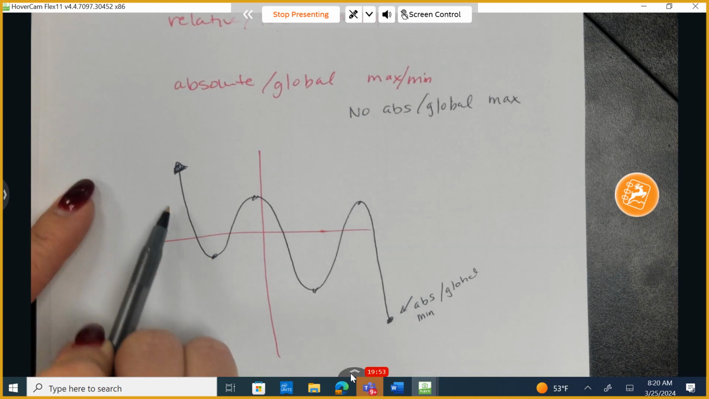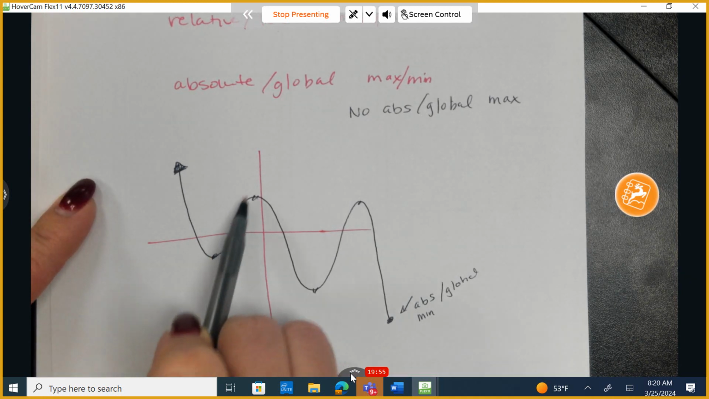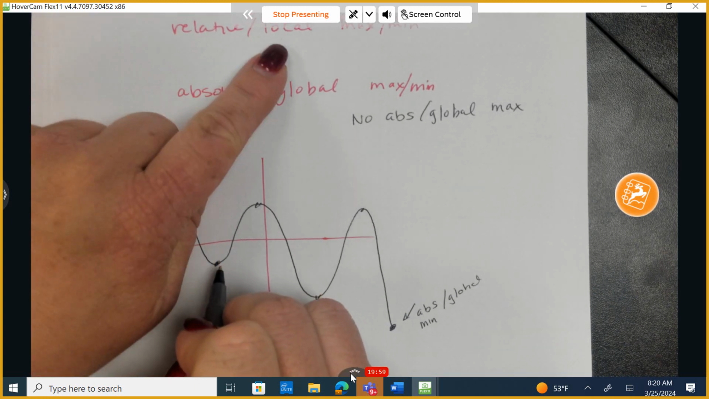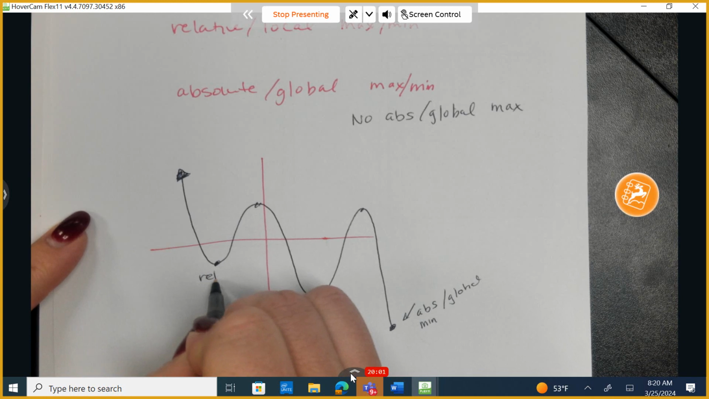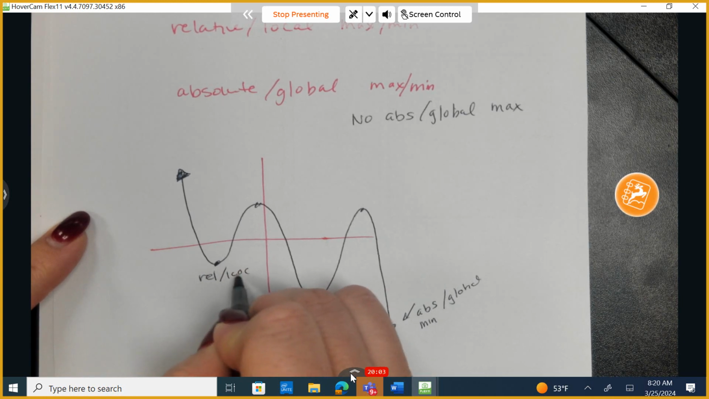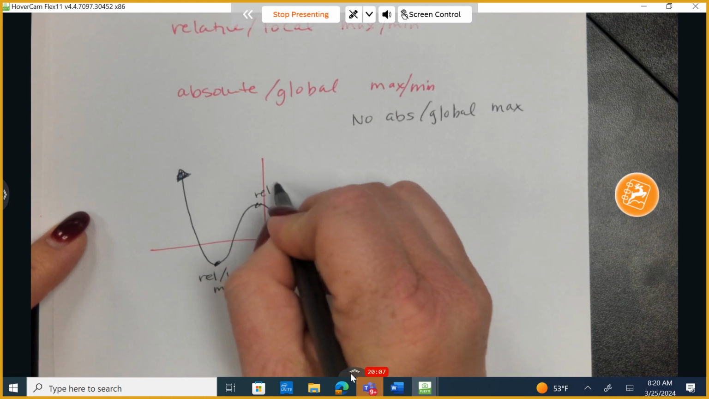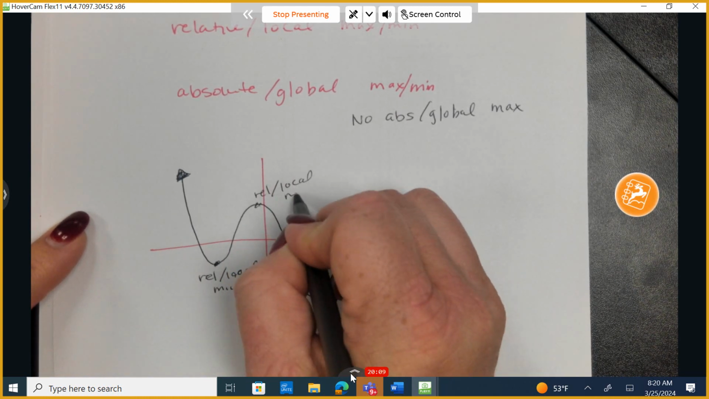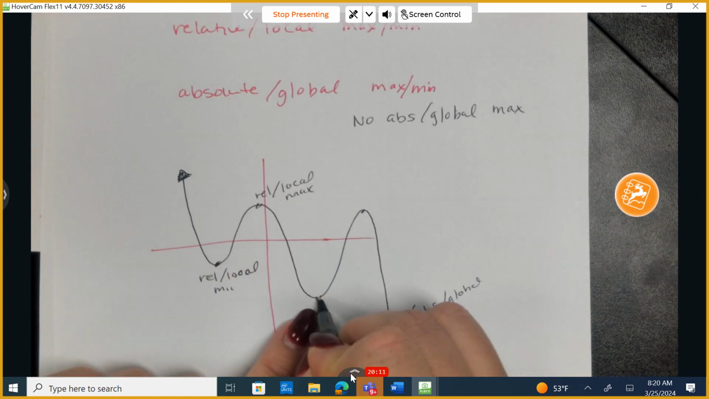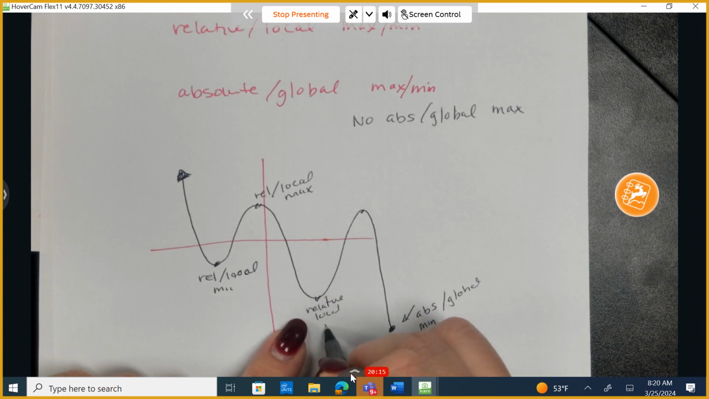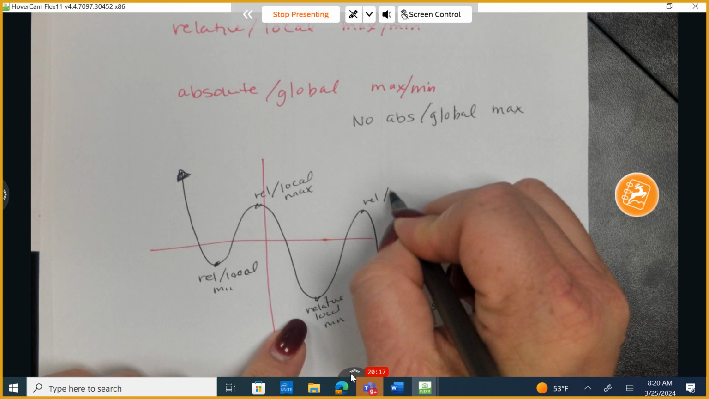These are called turning points. It's literally when you turn from decreasing to increasing, or increasing to decreasing. So this is still a low point. It may be called a relative or a local. I'm going to abbreviate a relative or a local minimum, and this would be a relative or a local maximum. It's a turning point. This would be a relative or a local min, and this would be a relative or a local maximum.